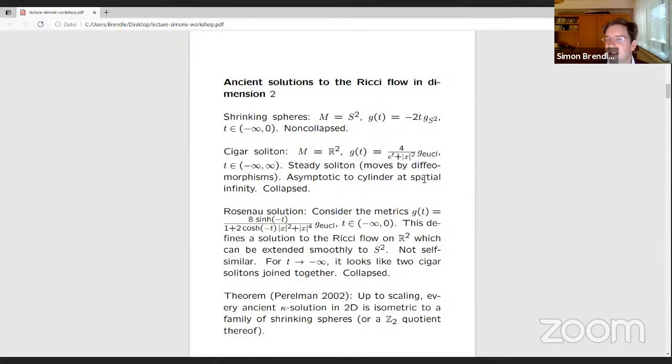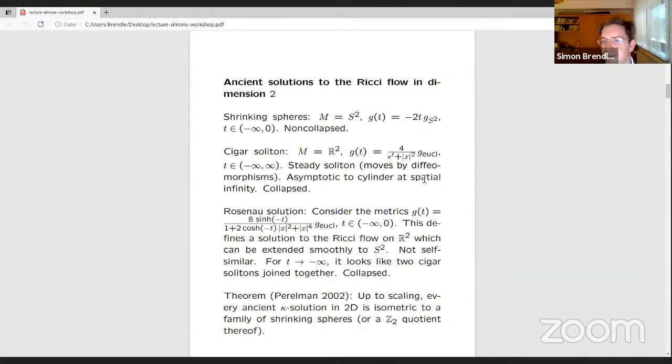So the point is that these metrics are not identical because the metric is not flat. So the metrics change, but they only change in a kind of trivial way, where the metric at time t is gotten by pulling back the metric at time 0 by a diffeomorphism. And so that's what's called a steady soliton. So it moves in a self-similar fashion, moves by diffeomorphisms.